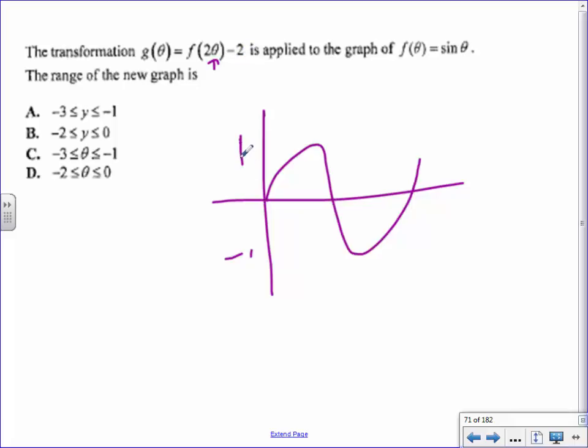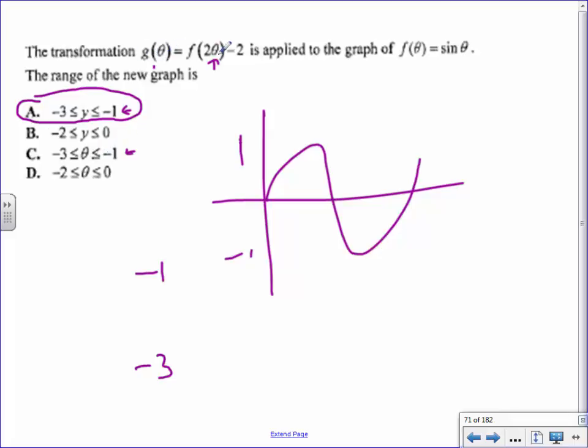Down 2. So it used to get as high as 1. Slide it down 2, it's now -1. It used to get as low as -1, slide it down 2, it's now down to -3. Okay, now there's 2 possibilities here that could possibly fit. Which one's more correct? Yeah. Because isn't your domain your x values and your range your y values? Only x we're writing in theta instead. So x and theta are the same thing. That makes sense though? Yeah, because x and theta are essentially the same thing, right?